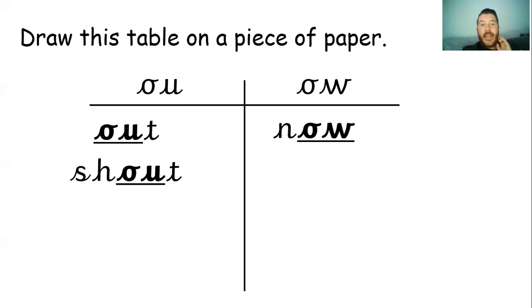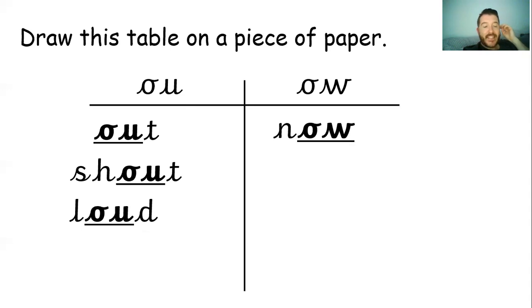The next one is loud. Loud. Where would loud go? Let's check. Loud. Loud is going to go in the OU because it's L-O-U-D. The ow's in the middle, doesn't rhyme with own or owl, does it?